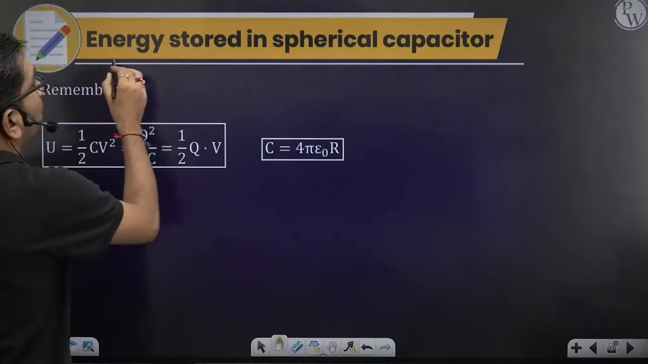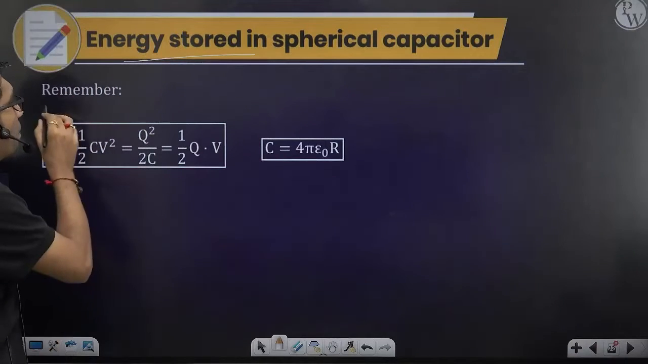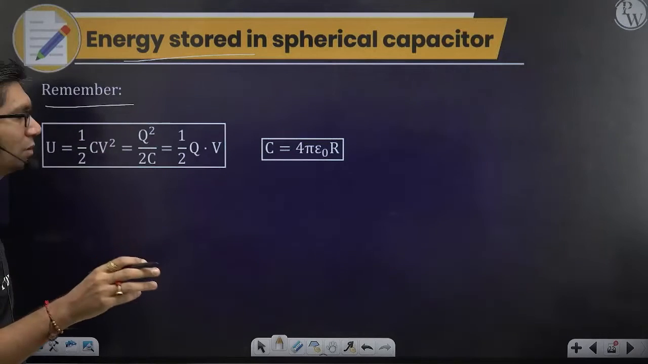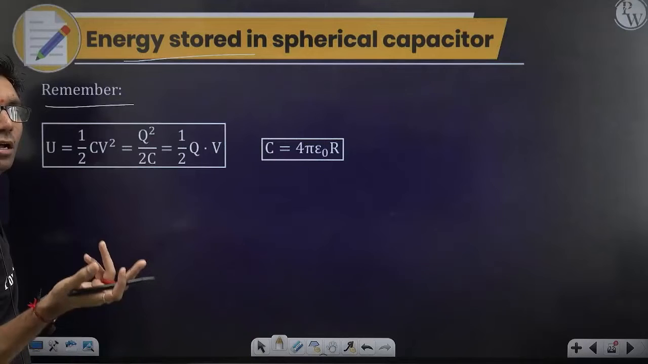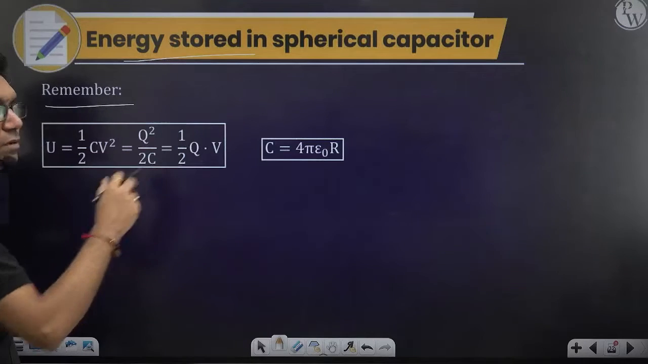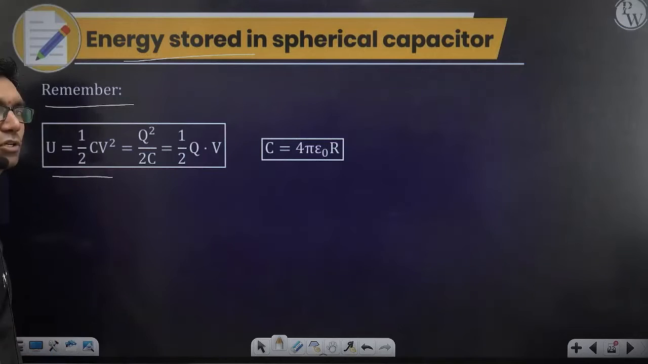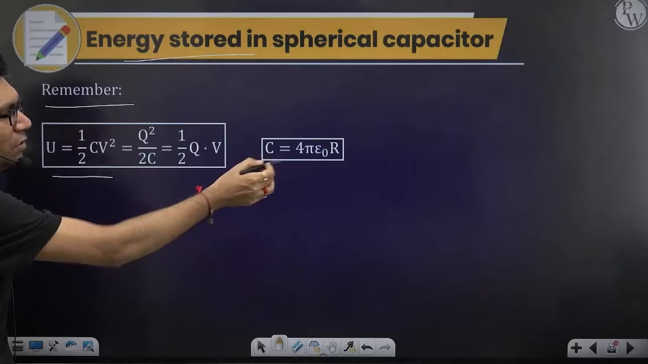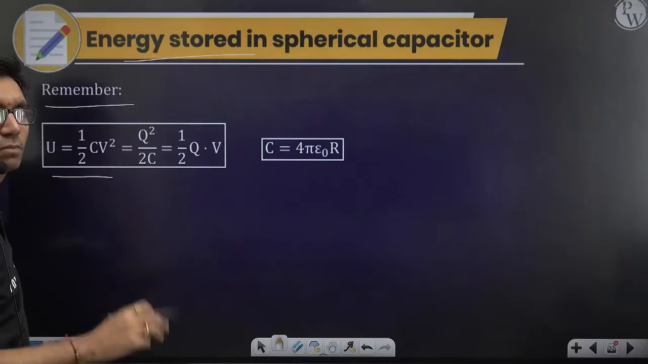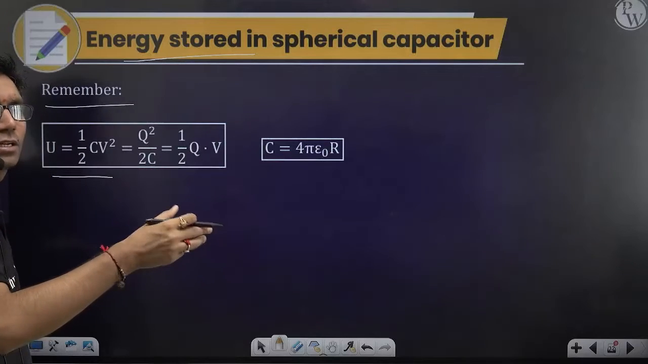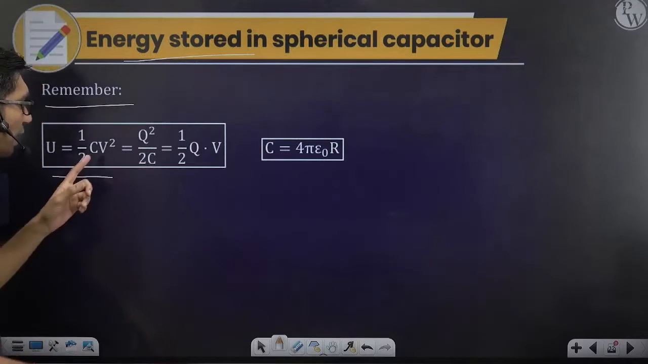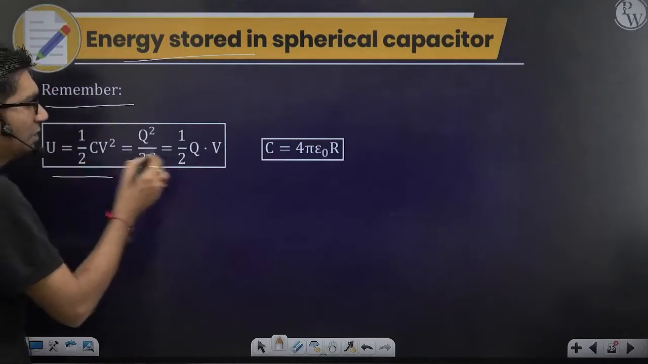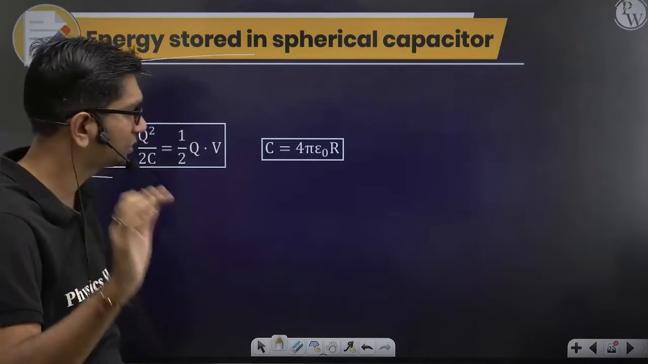Now, energy stored in a spherical capacitor. Just remember, based on this formula, you may get a question in your board exam as well as in JEE and NEET exams, a direct formula based question. Energy stored in a capacitor is half CV square, Q square by 2C, half into Q into V. Wherever capacitor you have observed, C is 4 pi epsilon naught R. Just substitute this value. If we mention a spherical capacitor, what is the energy stored? Half CV square. In place of C, write down this one. Finished.